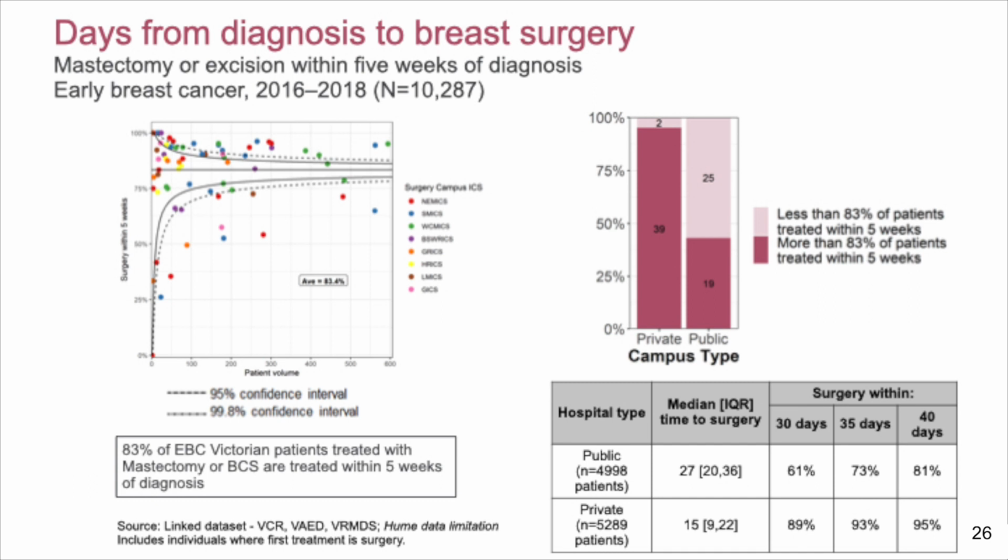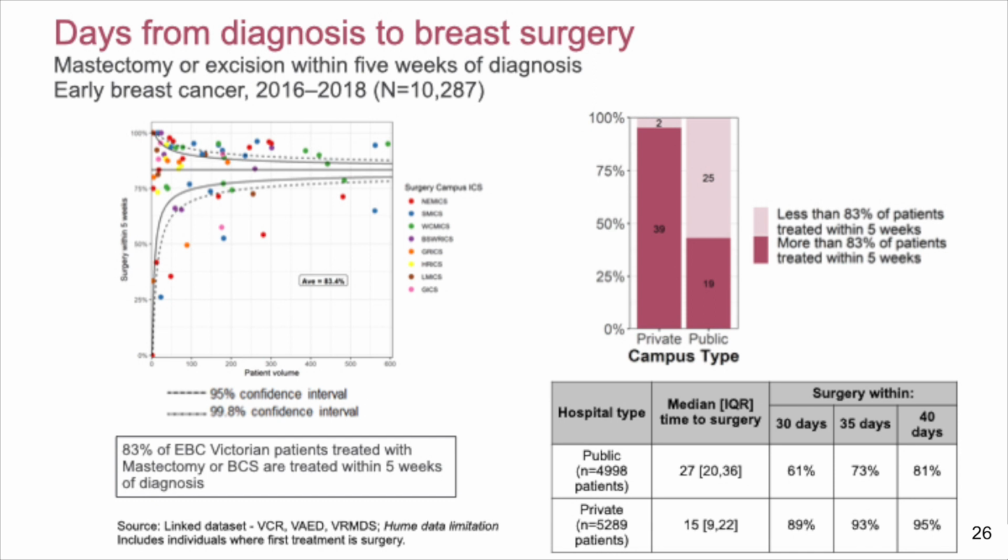Almost 100% of patients treated in private hospitals will have surgery within 5 weeks, and it's much lower within the public hospital. As we go up to 35 days and 40 days, that actually gets much better. But for a variety of reasons, that's not being achieved. And obviously, diagnosis for the purpose of this discussion is the time at which the cancer registry is advised that the cancer has been diagnosed.